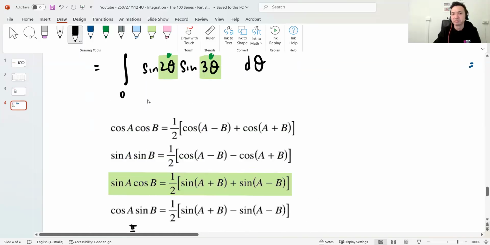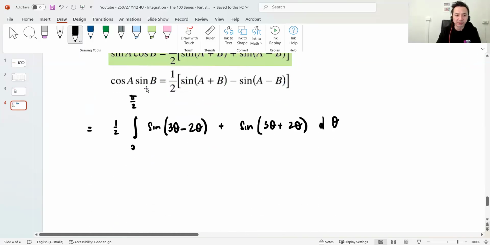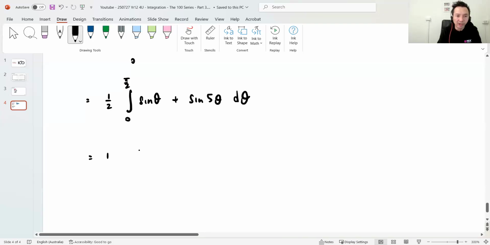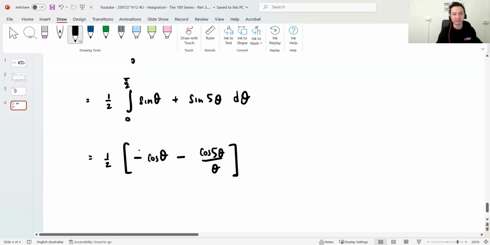Am I doing thetas? Yep. So that becomes half, sine theta plus sine 5 theta. So then half integrate sine, that's negative cos theta minus cos 5 theta on 5.